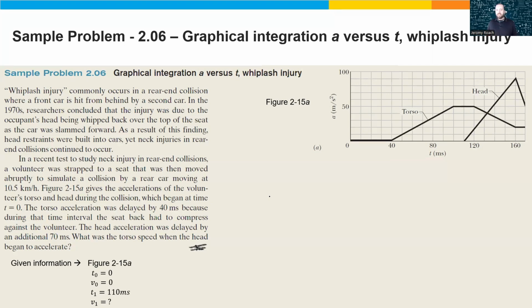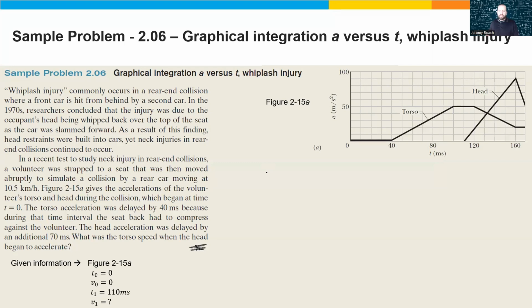In a recent test to study neck injury in rear-end collisions, a volunteer was strapped to a seat and then moved abruptly and very quickly to simulate a collision by a rear car moving at 10.5 kilometers per hour. And here's the figure of what that is. So here's acceleration and here's time. And it gives the acceleration of the person's torso and head during the collision.